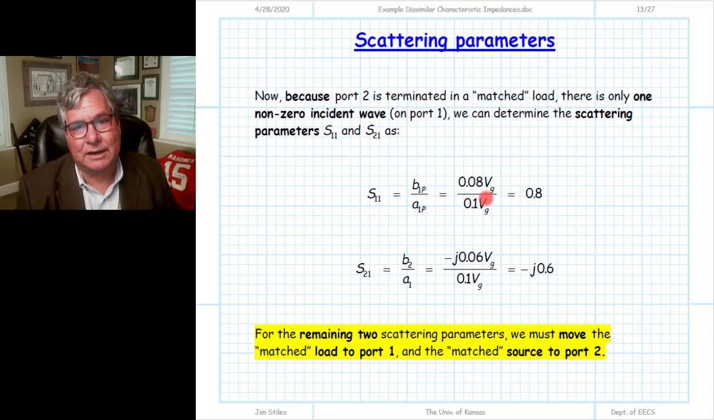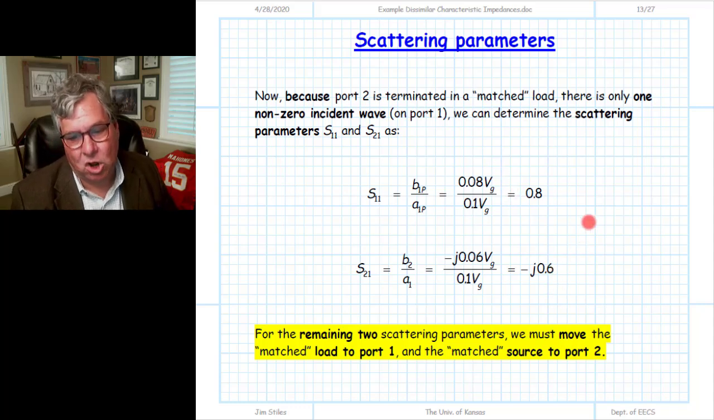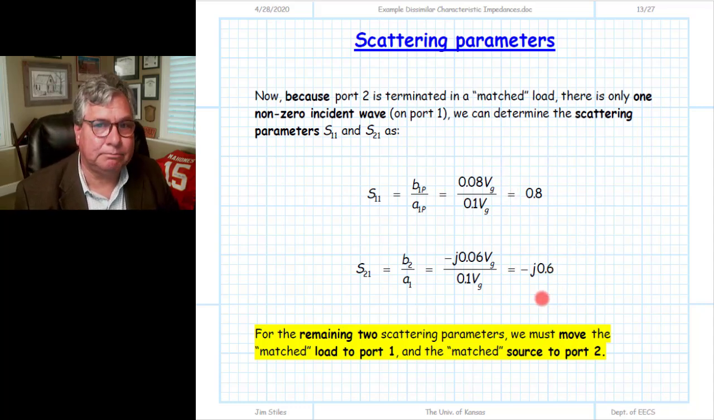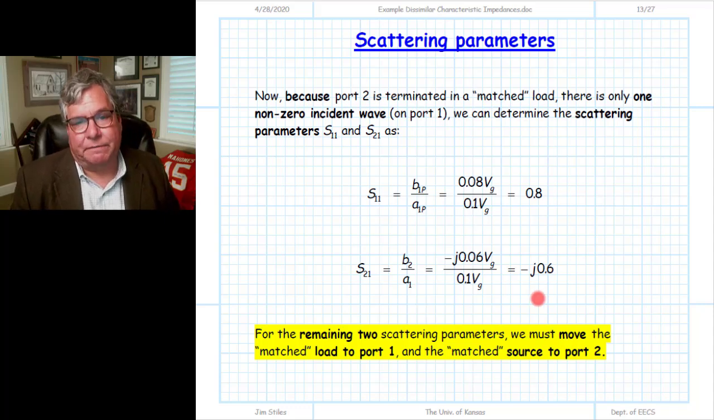So it's a fully described circuit. There are no unknowns there. We need a number as a result, and we did get a number here. And again, if VG shows up in your answer, you've done something wrong. Now we're only halfway done. We determined the first column.